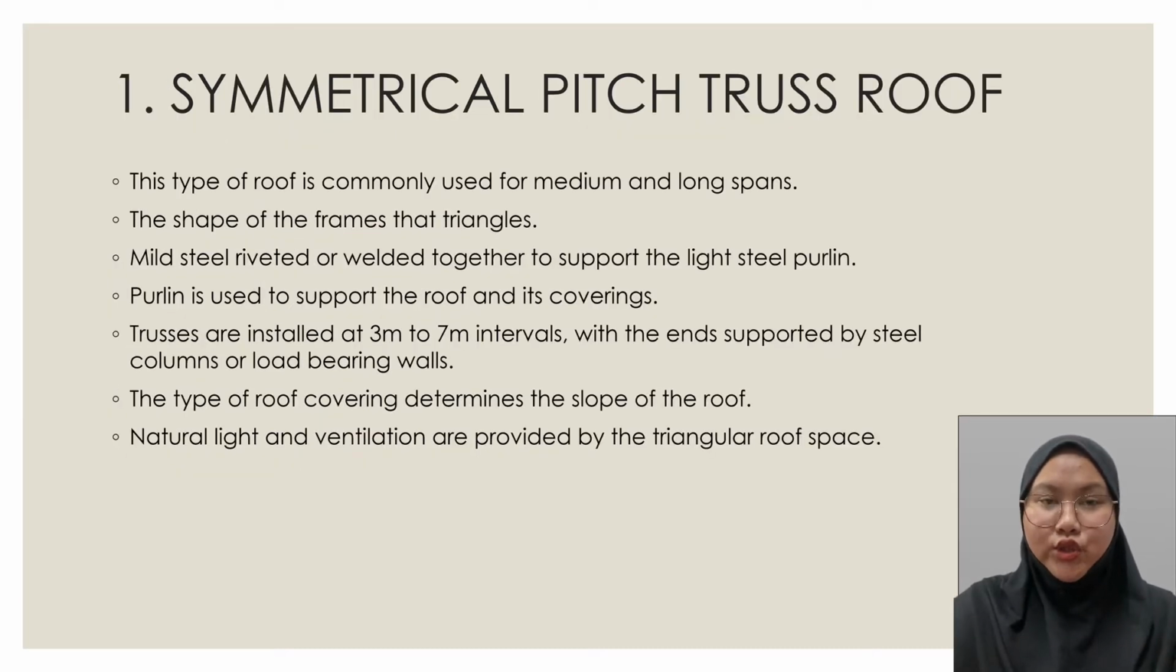First, symmetrical pitch truss roof. This type of roof is commonly used for medium and long spans. The frames are shaped as triangles, of milled steel riveted or welded together to support the light steel purlin. Purlin is used to support the roof and its coverings. Trusses are installed at 3 meter to 7 meter intervals with the ends supported by steel columns or load-bearing walls. The type of roof covering determines the slope of the roof. Natural light and ventilation are provided by the triangular roof space.